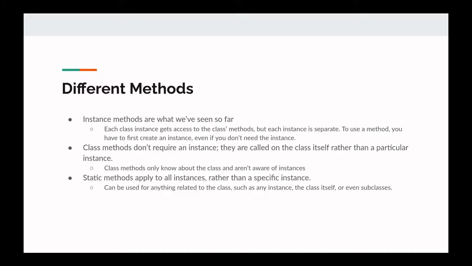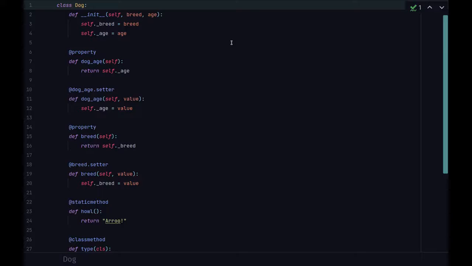Static methods apply to all instances of the class rather than a specific instance. So you can use them on any instance, the class itself, a subclass of the class, and things like that. So it's kind of a catch-all method that applies to basically anything that class relates to, whether it's the class itself, an instance of the class, things like that. We are jumping into PyCharm instead of IPython, so you can see everything that's going on a little bit better.